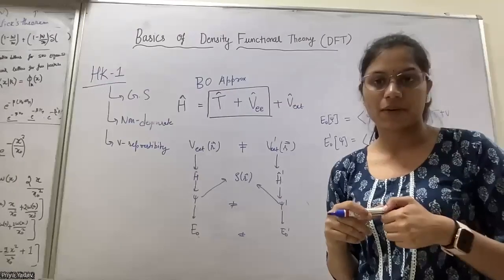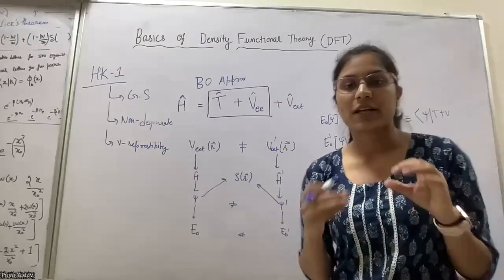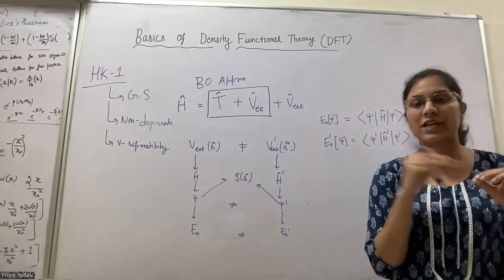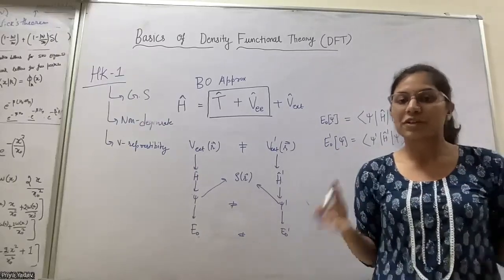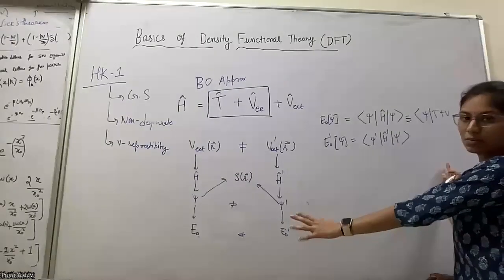We are just assuming that these two different Hamiltonians, these two different V externals, are giving us the same density. We'll prove it by contradiction. Otherwise, if we have two different V external, it should give me two different electron densities. So I'm assuming that, and later I'll prove it wrong.